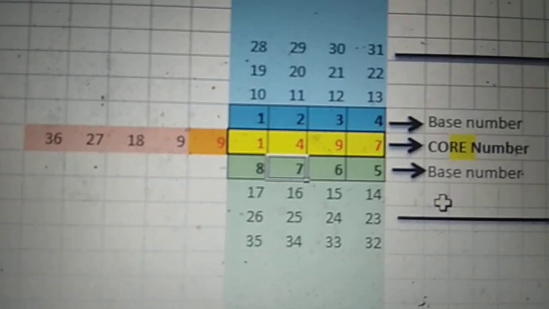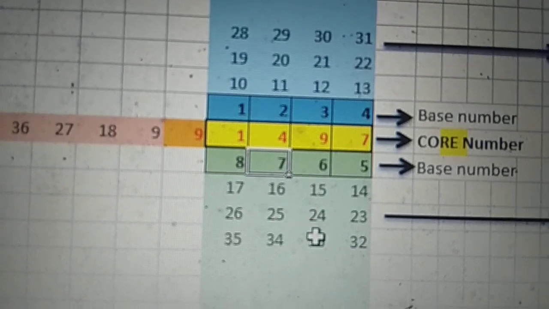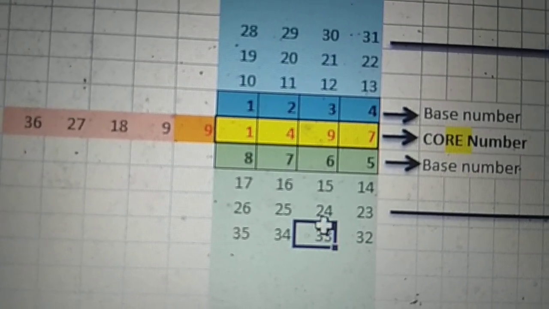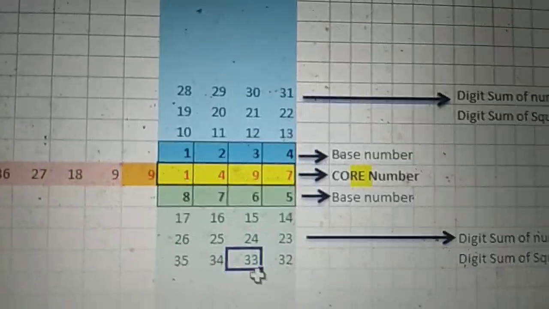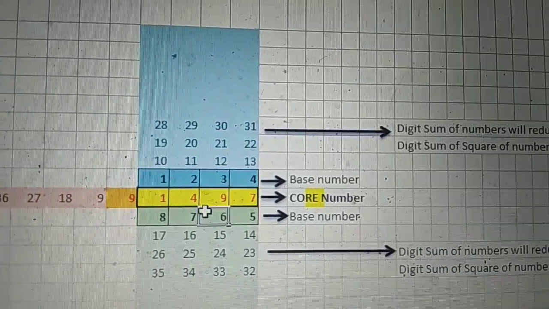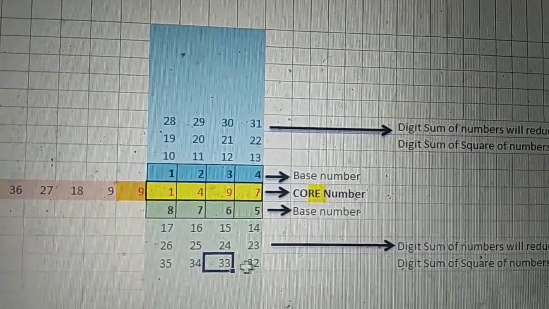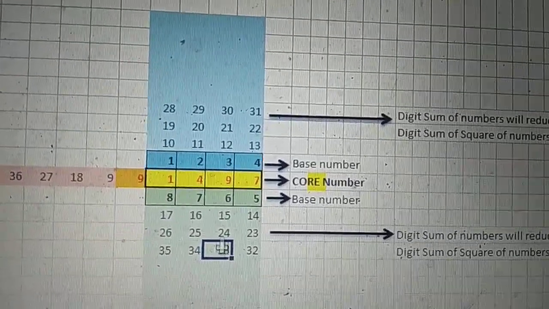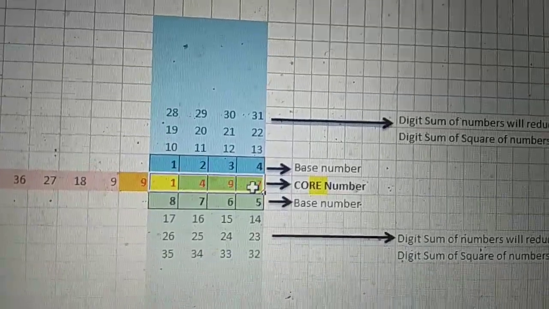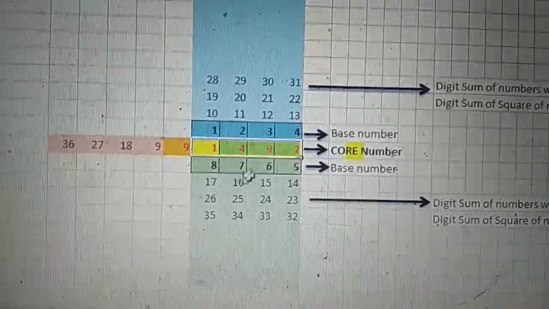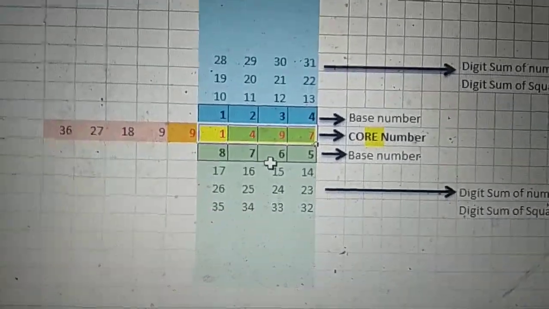So I found this kind of interesting. And one more thing that we can observe here is that the numbers correspond to these base numbers by digit sums, but the squares of these numbers correspond to the core numbers. Okay, I found this pattern interesting.